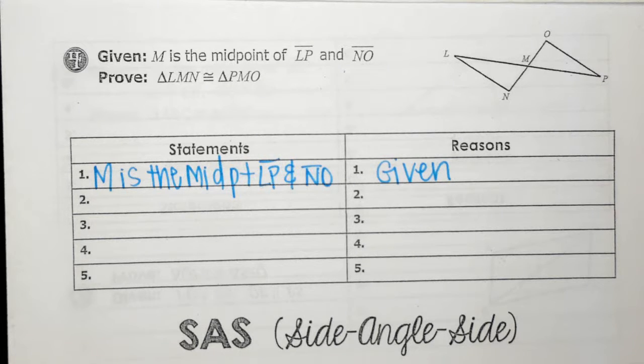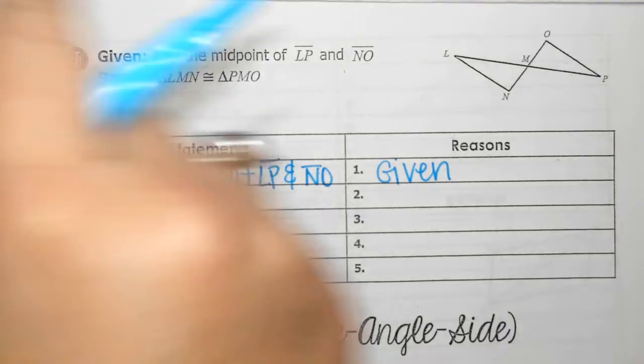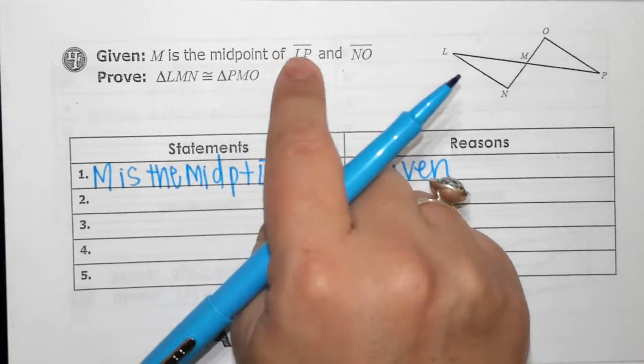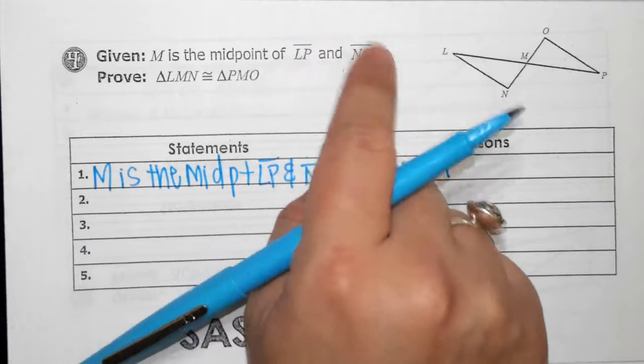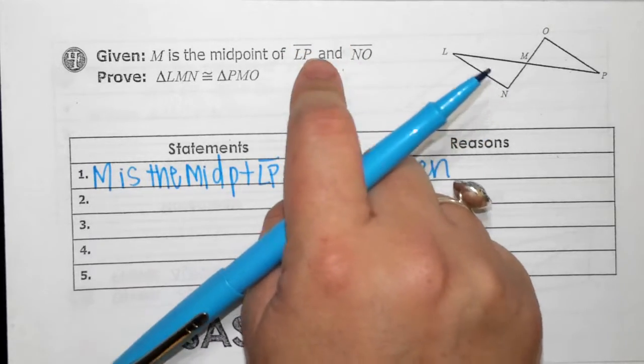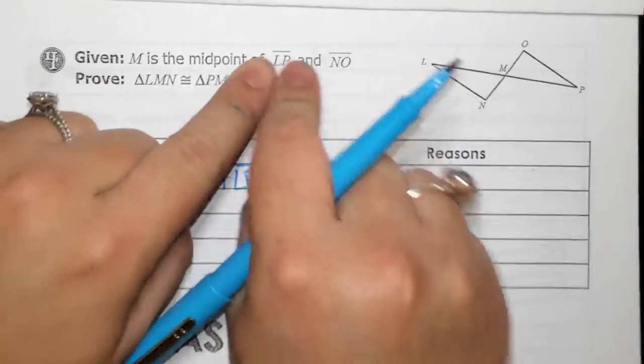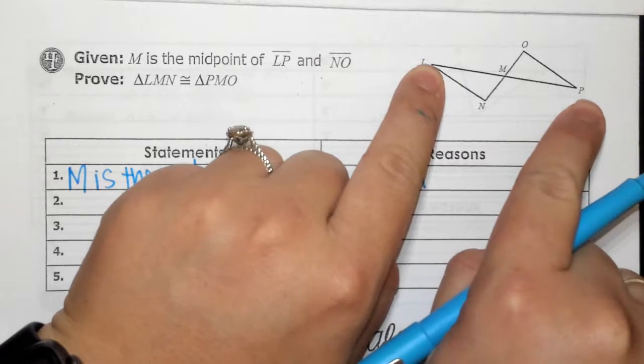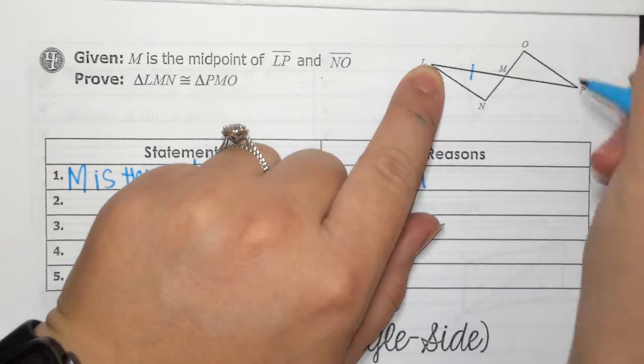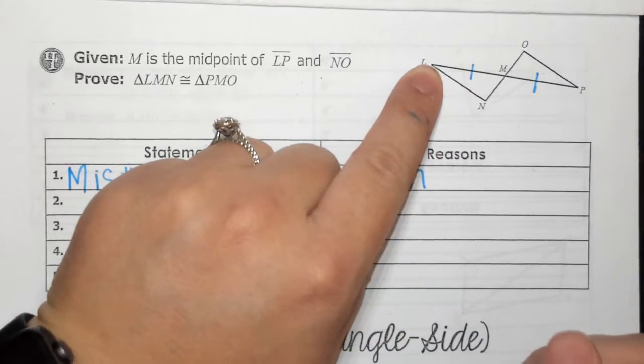Okay, so am I going to have to use definition of midpoint? Yes. Not only once, but how many times? Why? Because it is the middle of two different segments. Okay? So, if M is the midpoint of LP, that means this is congruent to this.